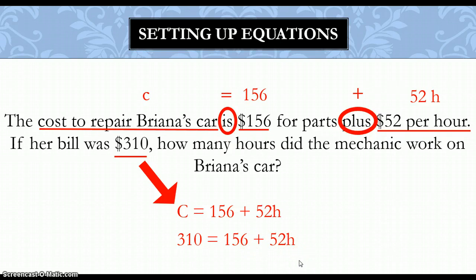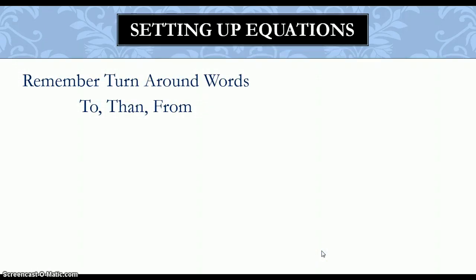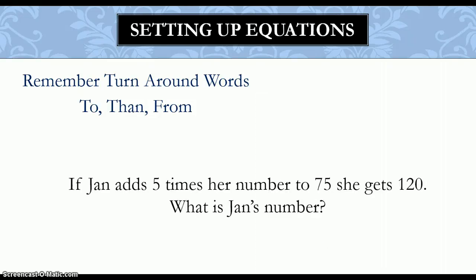So simple enough. Let's try a different problem. For this problem, remember your turnaround words. They're than, to, and from. And again, I want you to copy this down on your notes. And as I go through and explain this problem and make annotations, I want you to copy those annotations down as well. If Jen adds 5 times her number to 75, she gets 120. What is Jen's number? Again, we have to go back and dissect the problem.